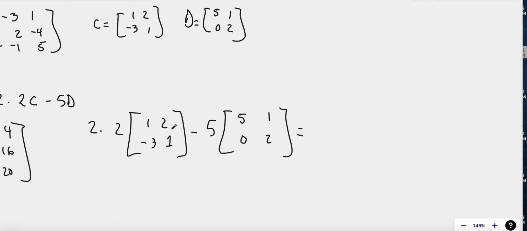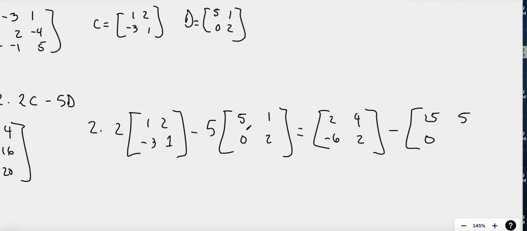So we have 2 times 1, which is 2. 2 times 2 is 4. 2 times -3 is -6. And 2 times 1 is 2. Then 5 times 5 is 25. 5 times 1 is 5. 5 times 0 is 0. 5 times 2 is 10.